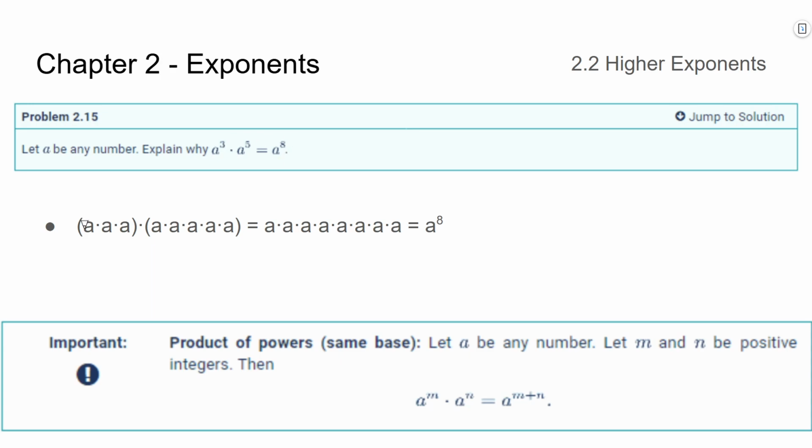So a cubed we know is a times a times a. A to the 5th is a times a times a times a times a. If you put that all together, that's 8 a's, or a to the 8th. So for the product of powers, a cubed times a to the 5th, that's 3 and 5 we have here, so it looks like they were added together. And in fact, you can do that. Anytime you multiply 2 exponents together with the same base, it has to have the same base, then you can add the exponents together. So a to the m plus n.